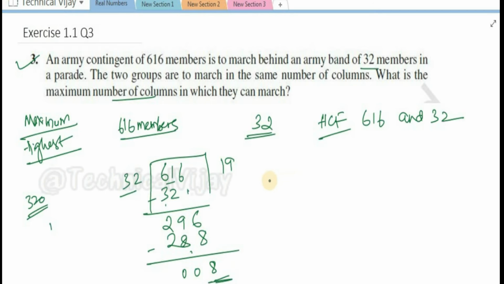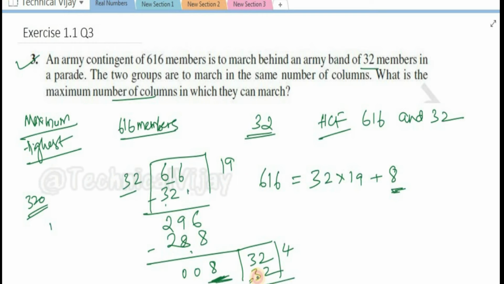So this can be written in the form of Euclid's division algorithm: 616 is equal to 32 into 19 plus 8. This remainder is not becoming 0, so go on dividing. This 8 divides 32: 8 into 4 is 32, remainder 0. You have to divide until the remainder becomes 0. So we write 32 is equal to 8 into 4 plus 0.